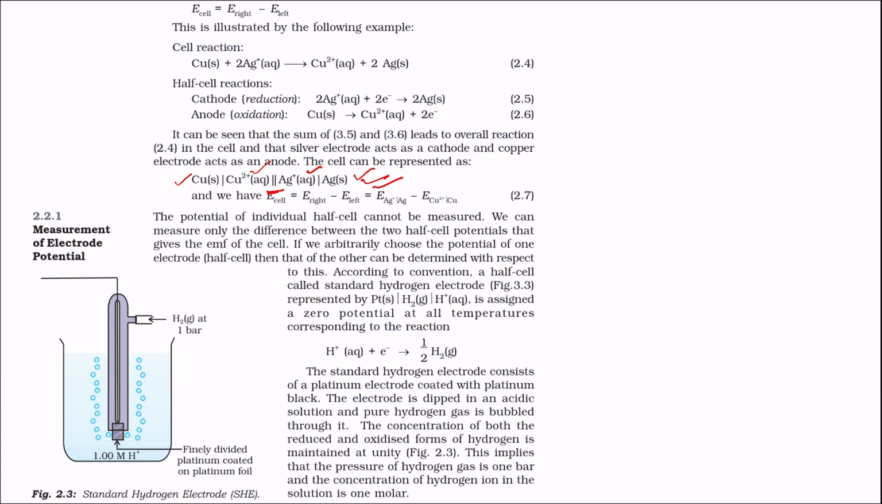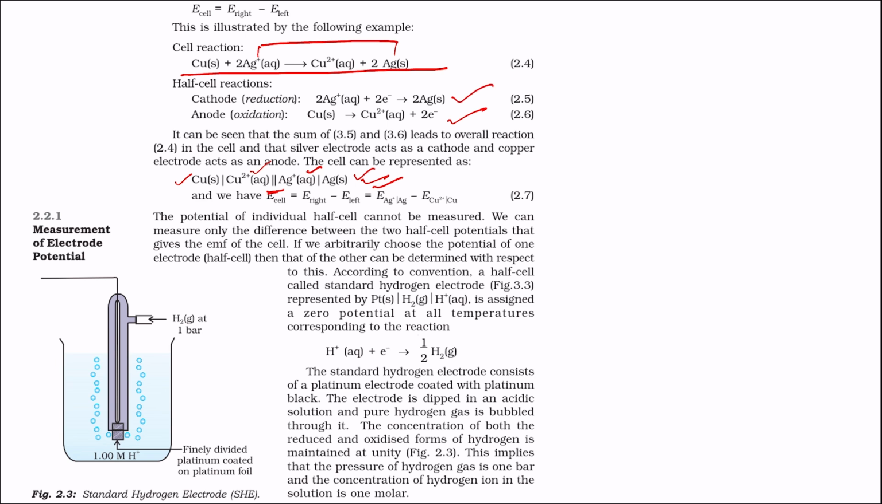Now this is the cell reaction for the galvanic cell represented. Copper is getting oxidized, so copper is undergoing oxidation and acts as the anode. This is the oxidation half reaction. Silver is getting reduced. Silver is acting as the cathode, and this is the reduction half reaction.